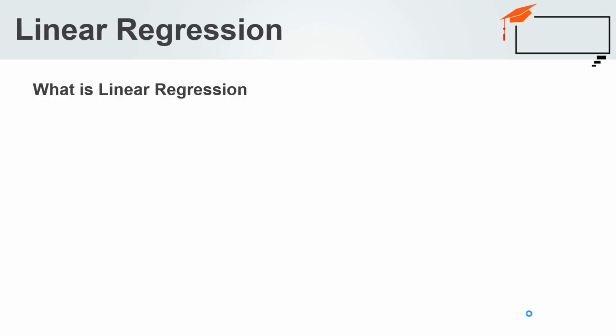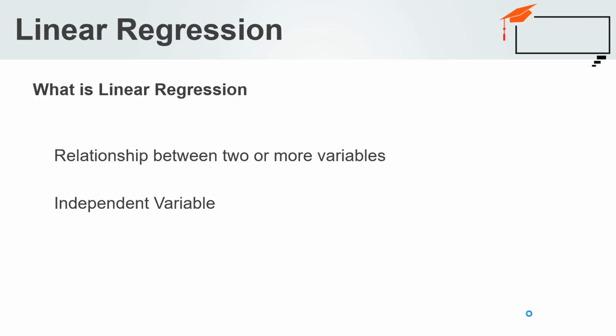Linear regression is one of the most fundamental and basic machine learning algorithms. It is used to show the relationship between two or more variables. The column values that are used to predict the output are called features or independent variables, and the column value that is predicted is called the dependent variable or label.